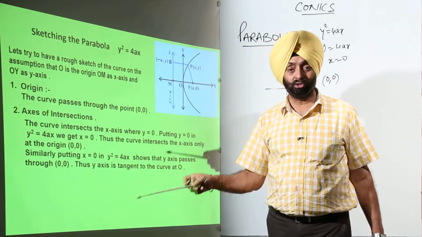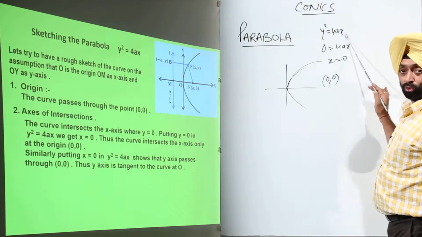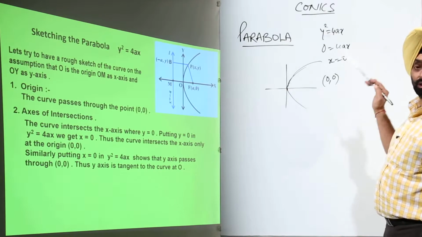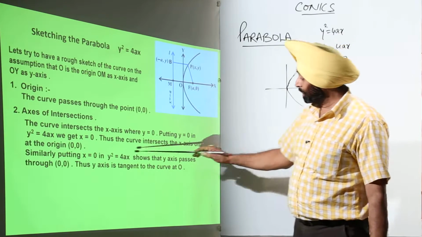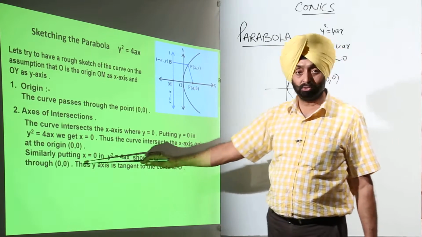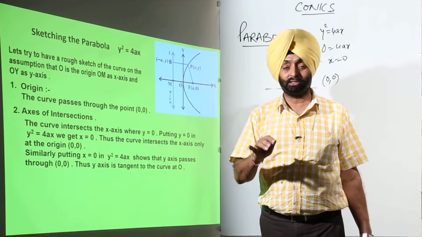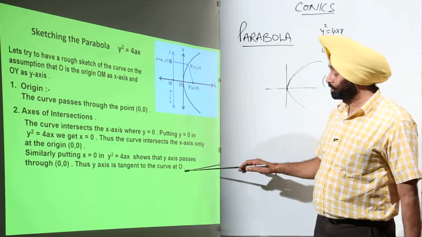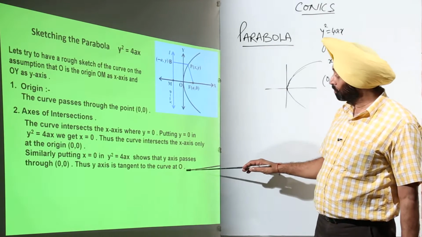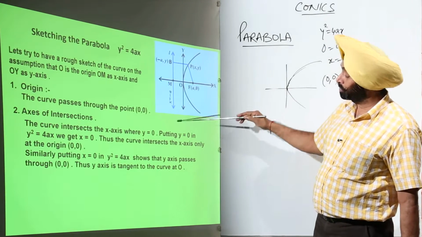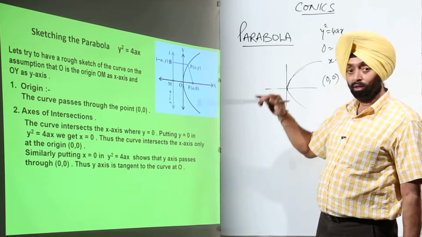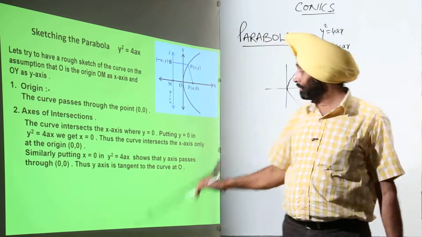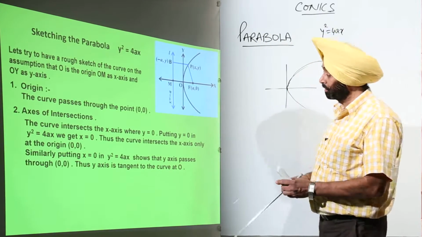Similarly, putting x is equal to 0, then 4a times 0 will be 0. So it means y square is 0, or y is 0. So again it shows that the y-axis passes through the origin. Now the x-axis and y-axis both are passing through the origin. Thus the y-axis is the tangent to the curve at point O. Okay, so this is a tangent to the curve, meaning it is touching the parabola which we are going to sketch roughly at only one point, that is 0, 0. Is it clear?